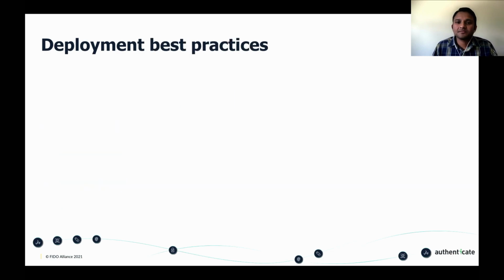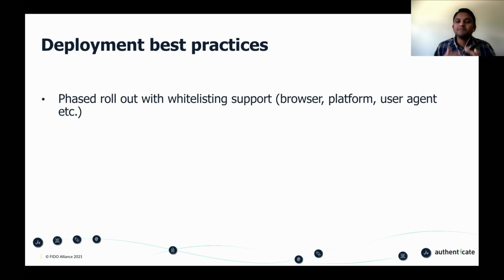Let's look at some of the deployment best practices we followed and some of the things we would suggest are the best practices if someone wants to take WebAuthn to a global scale on their websites and applications as well. We implemented the support for whitelisting for browsers, platforms, user agents, etc. to achieve a phased rollout. This gives us the capability to enable a feature for our users only on the platforms we have thoroughly tested, and prevents us from getting any surprises into the production deployment.